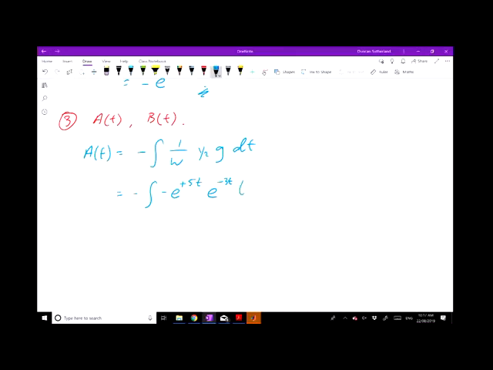G of t, in our case, it's the right-hand side, it's just t. Yeah? So we recall that from the original problem. Awesome. We've boiled this down to an integral that we now can do. How do we do it?